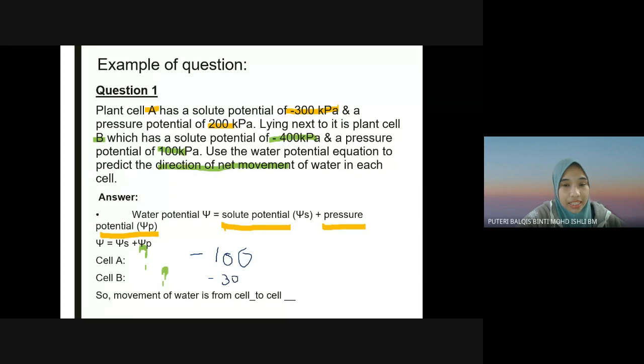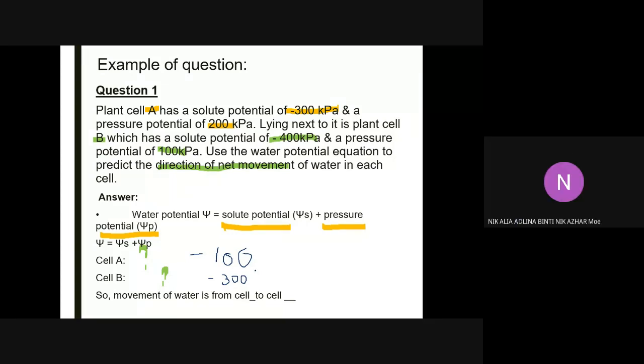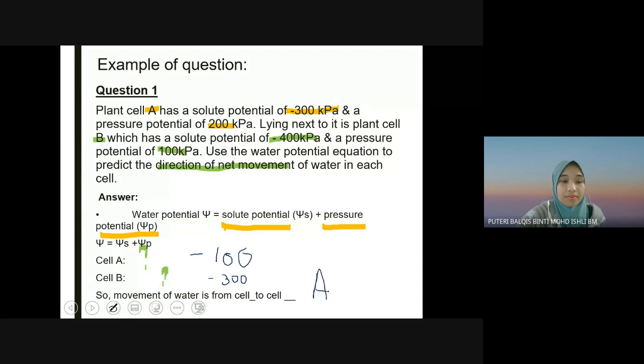Okay, so sekarang air akan bergerak dari mana ke mana? The movement of water is from cell A to B. Okay, A to B. Awak tengok macam ni, antara negatif 100 dengan negatif 300, yang mana paling dekat dengan zero? Negative 100. Yes, negative 100. Thank you Atira.